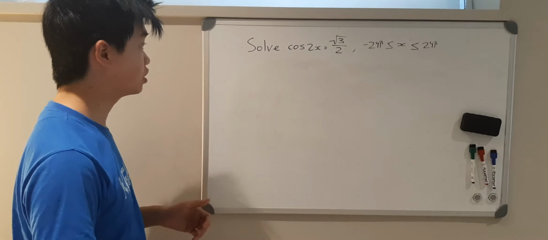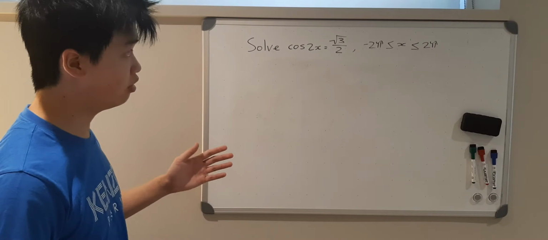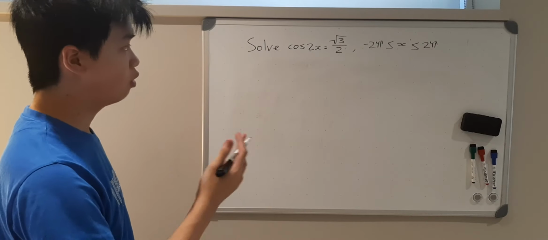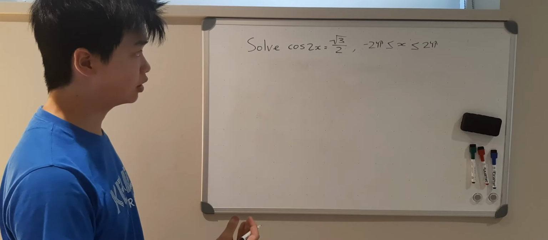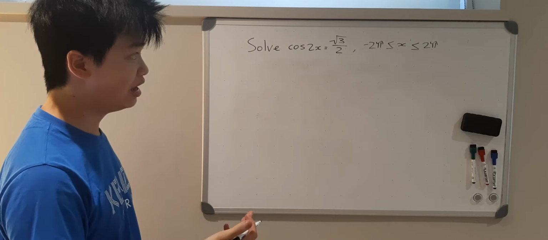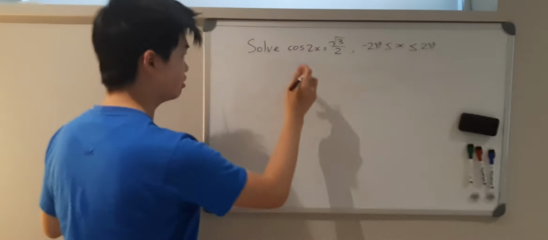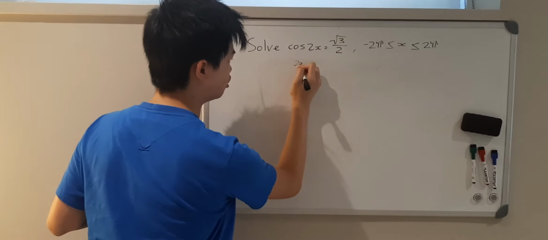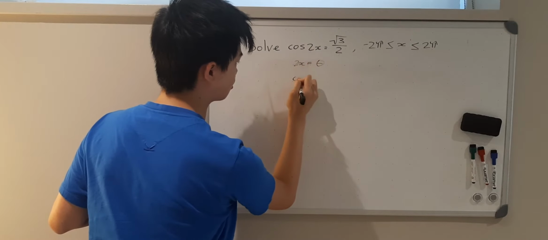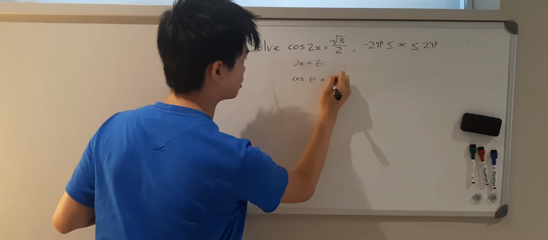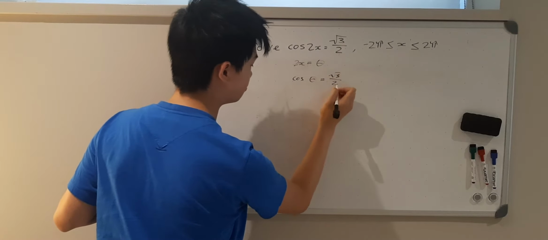Hello, so we have to solve cosine 2x equals root 3 over 2, where x is more than or equal to minus 2 pi and less than or equal to 2 pi. So first, we have a double angle here, so let's just say 2x equals theta. So cosine theta equals root 3 over 2.